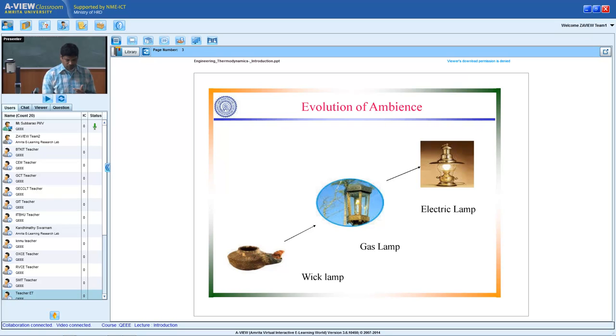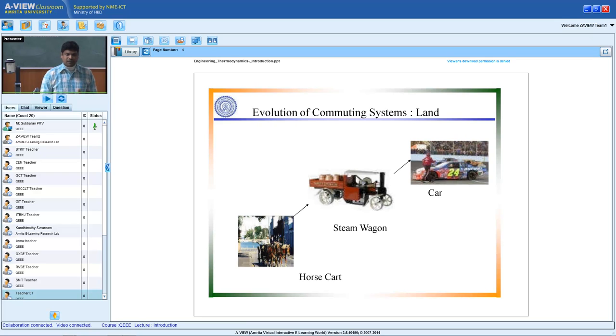If I go to the power of lighting, thermodynamic development led to massive electrical lamps. One of the important signs of a developed nation is that a good lighting facility is essential for human development. And if I go on giving, there are many inventions which we'll see.